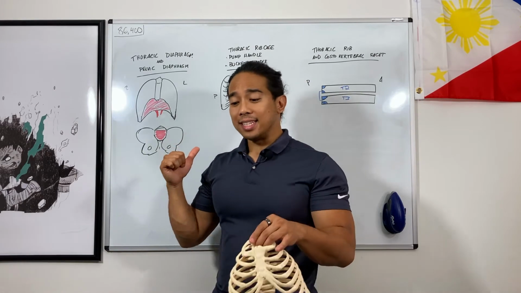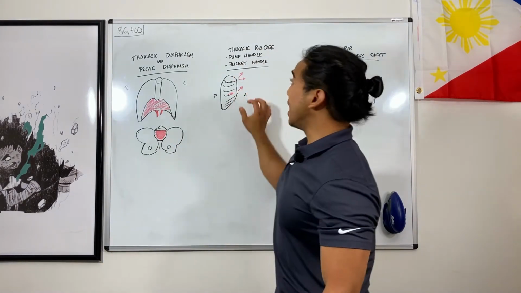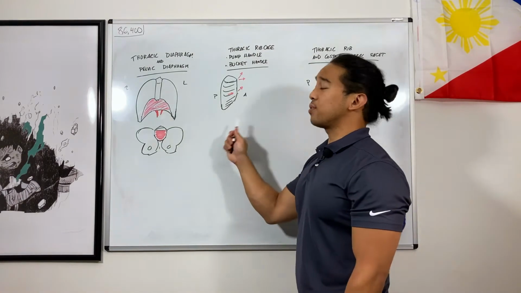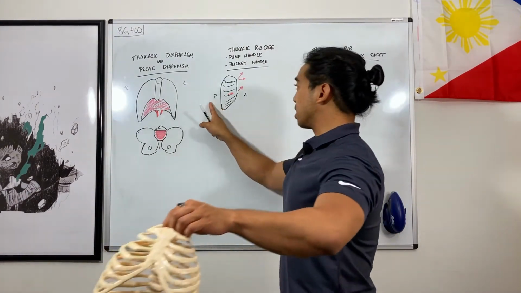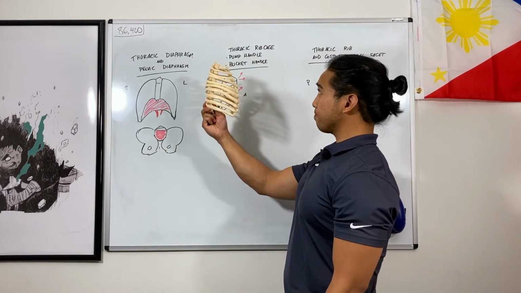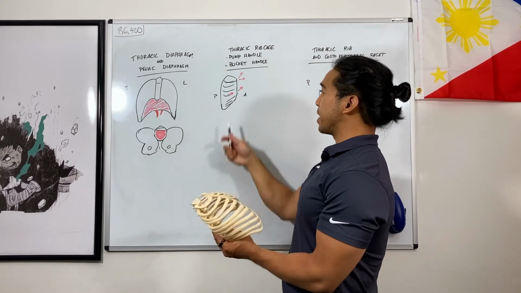All right, the second thing that we're going to look at is the thoracic rib cage. There's a pump handle and a bucket handle. So I already drew the first one here. This is P, this is A, posterior, anterior. We're looking at this from the side. We have a pump handle position. We have some red arrows here.